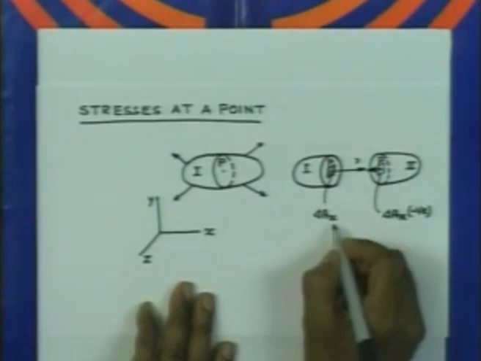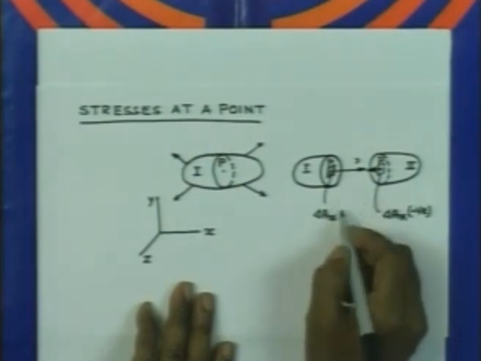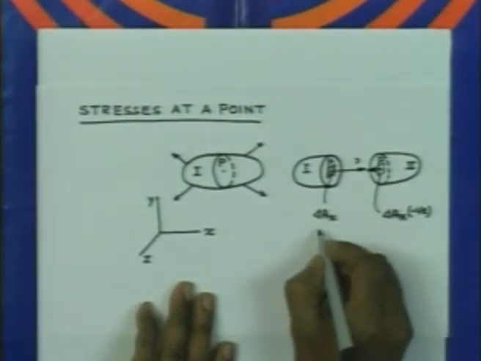So, therefore, if we now consider this area here on this surface, it will also be indicated as delta Ax, but we consider this area to be negative because its outer normal is directed in the negative x direction, and this area, its outer normal is directed in the positive x direction, that is delta Ax, and this is positive.